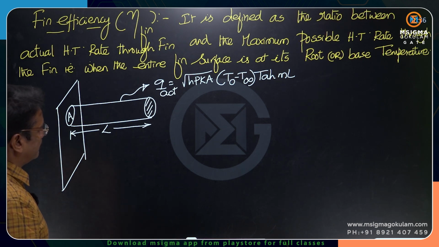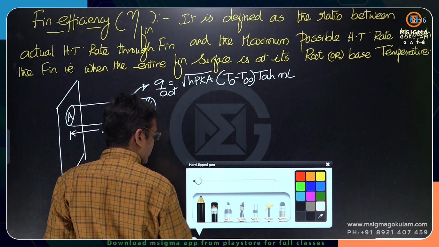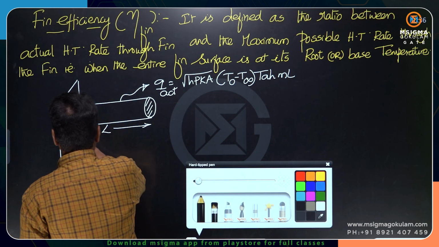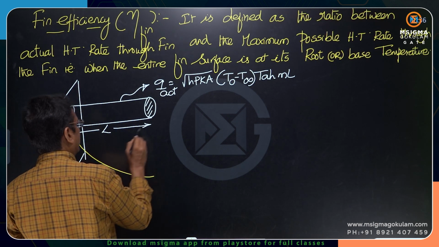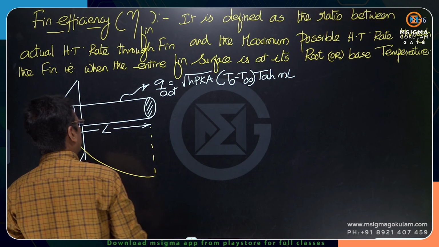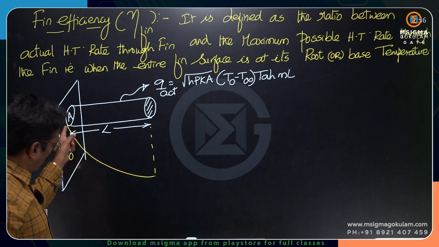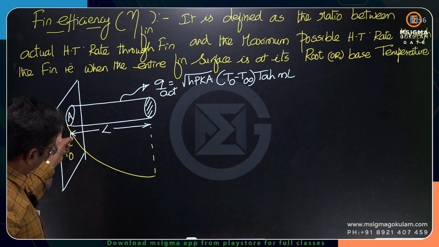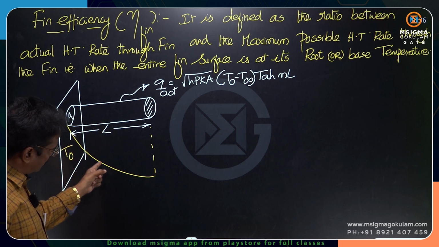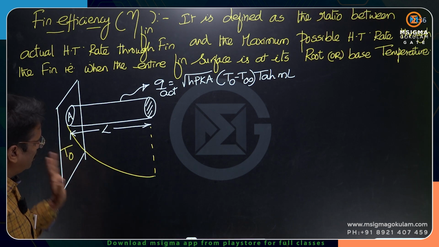This is actually taking place, in which we definitely notice that the temperature of the fin will drop from the root of the fin up to the tip. We all know that though it is made up of a good conducting material, the temperature of the fin keeps decreasing from the root to the tip.